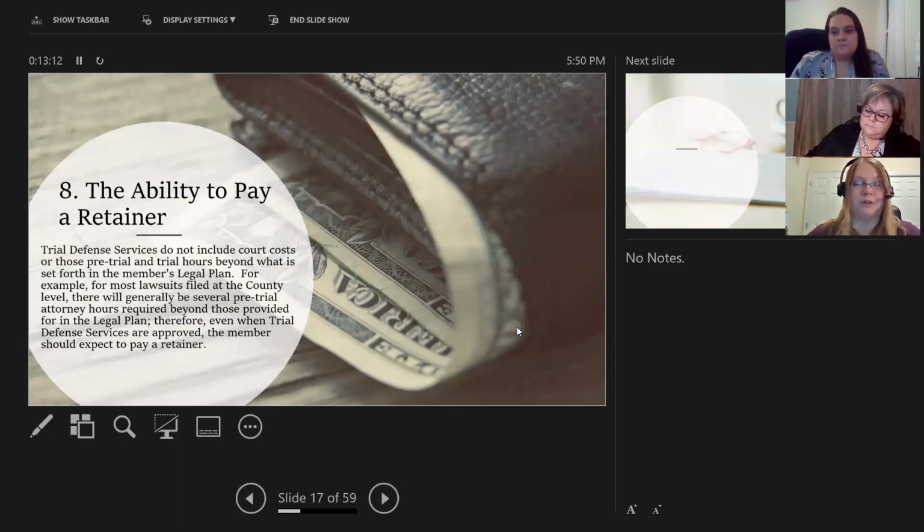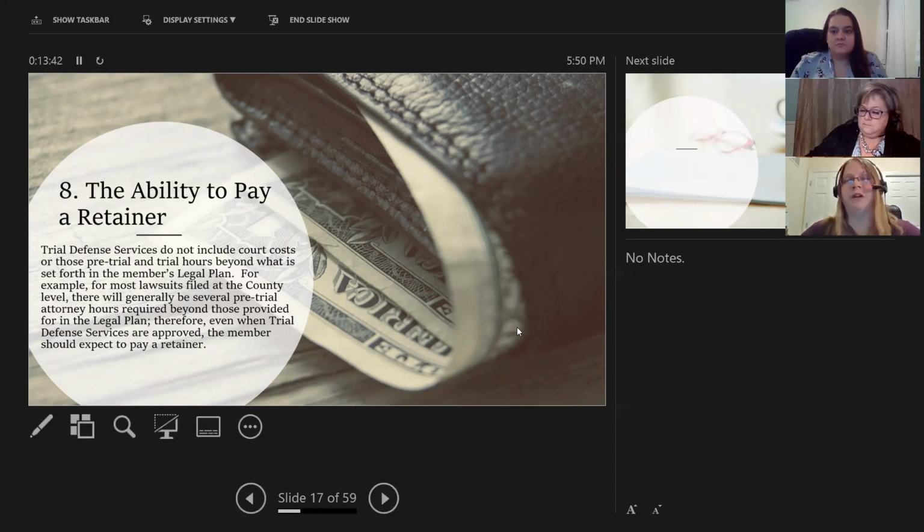So for most lawsuits filed at the county level, there will generally be several pretrial attorney hours required beyond what's provided for in the plan. So even when trial defense services are approved, the member should expect to pay some sort of retainer. And usually that is something that Mike and I also discuss when we're agreeing to extend trial defense services. In magistrate cases, generally the answer is that there's probably not going to be a retainer in a small level magistrate case.